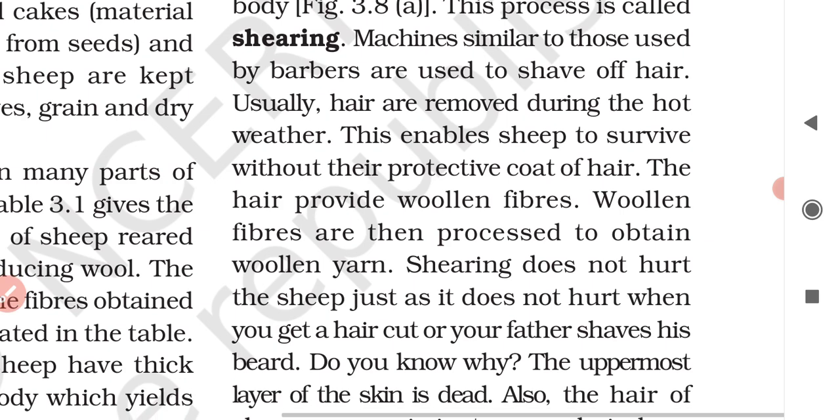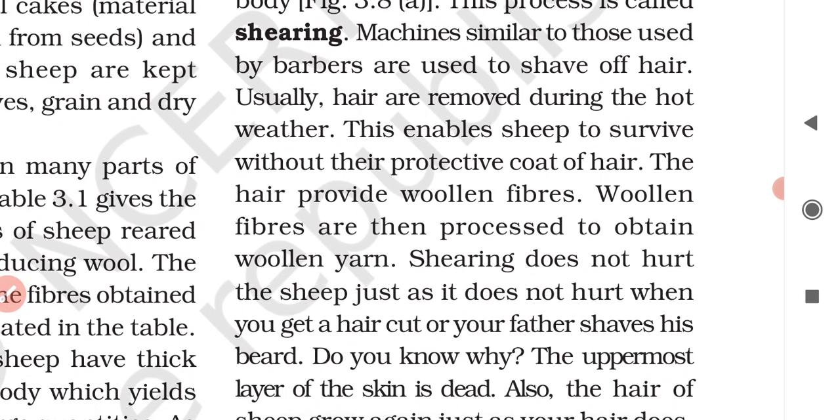Next, usually hair is removed during the hot weather. This enables sheep to survive without their protective coat of hair. Basically, this shearing process is done in the summer season, right? And that will help the sheep to survive without their protective coat of hair in the summer season.